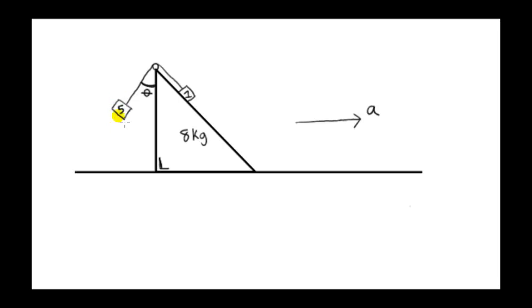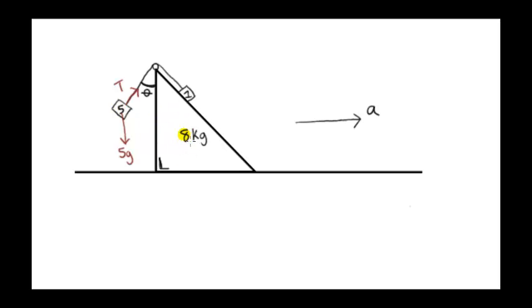Let's start with the forces on the 5 kilogram particle. Well, of course we have its weight mg. We also have a force on it due to the string. Let's say the magnitude is T. As you can see, unlike previous examples, we don't have any force on the 5 kilogram mass due to its being in contact with the wedge. Let's consider the acceleration of this particle.